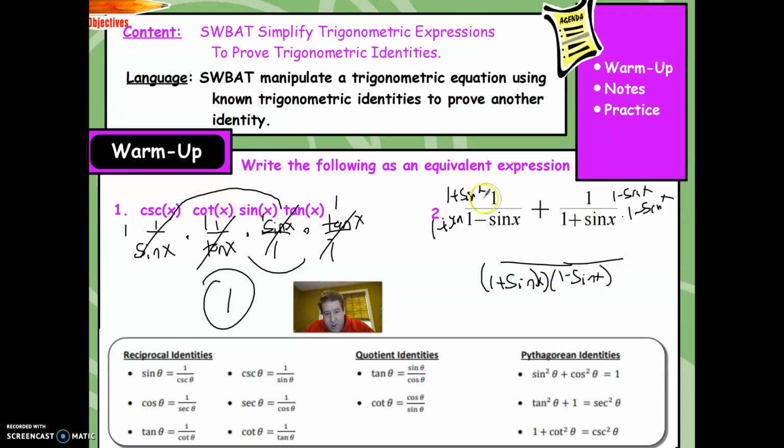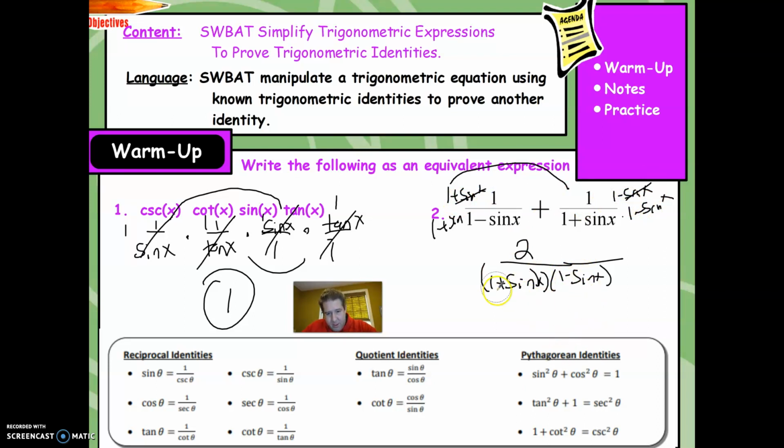All right, so then the numerators, since the denominators were the same, you could literally just add them together. 1 plus 1 makes 2, and sine of x plus negative sine of x makes nothing because those are opposites of each other, so they cancel each other out, plus and minus. Okay, so now I'm left with this.